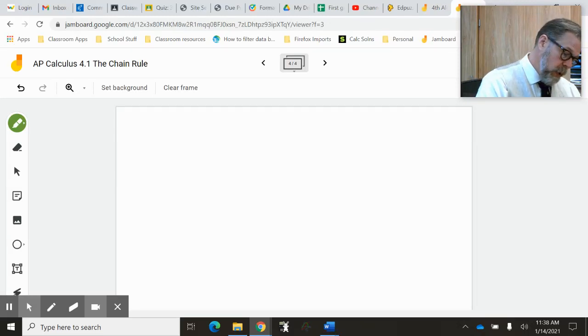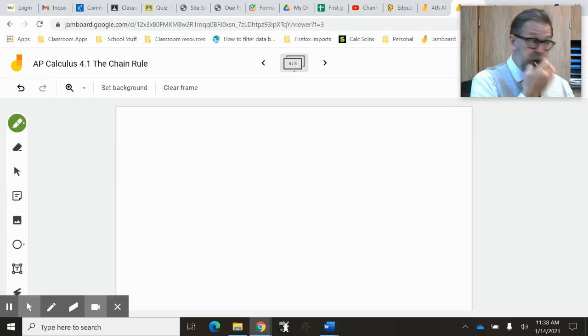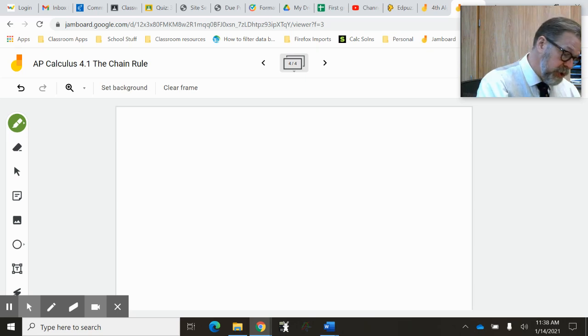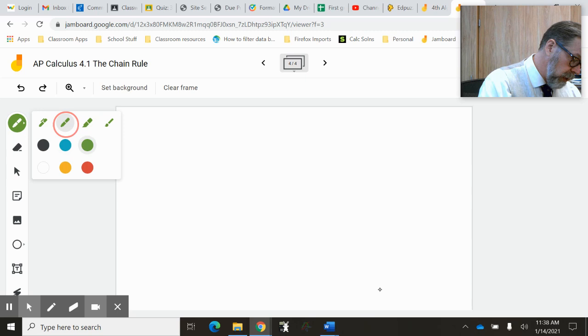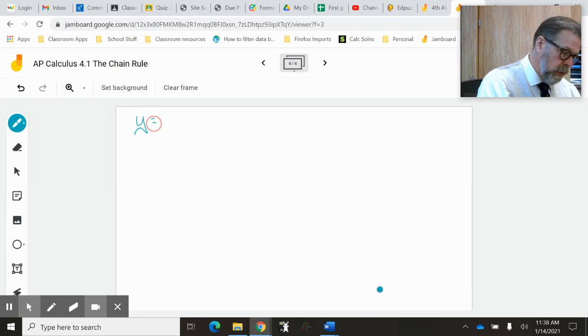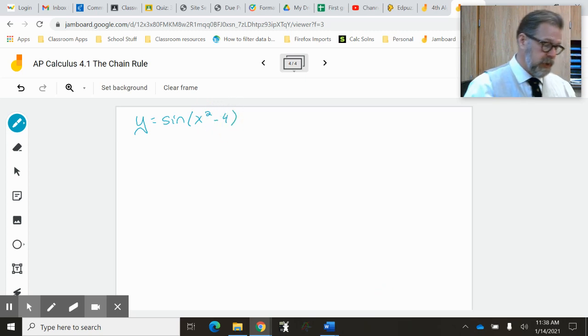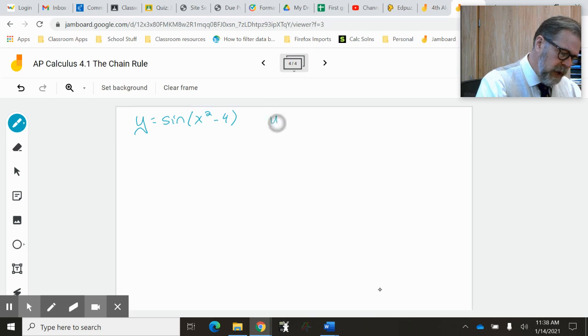All right, so continuing our discussion of the chain rule, let's go back to the original problem that I posed, which was the sine of x squared minus 4. Well, now that we know that we can just write this as a composite function, let's write that u is equal to x squared minus 4.